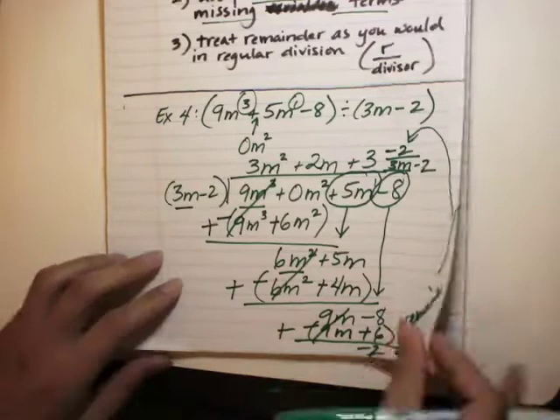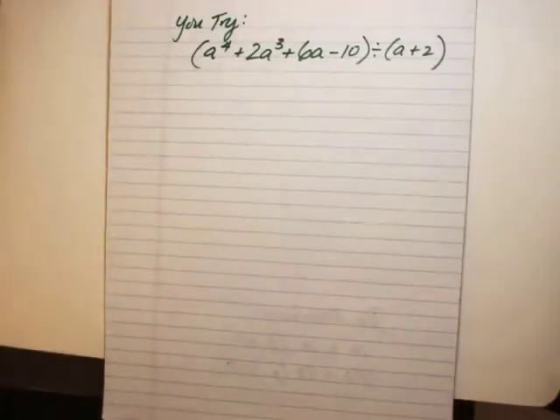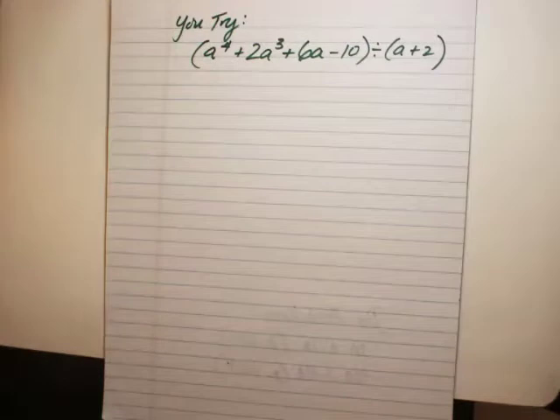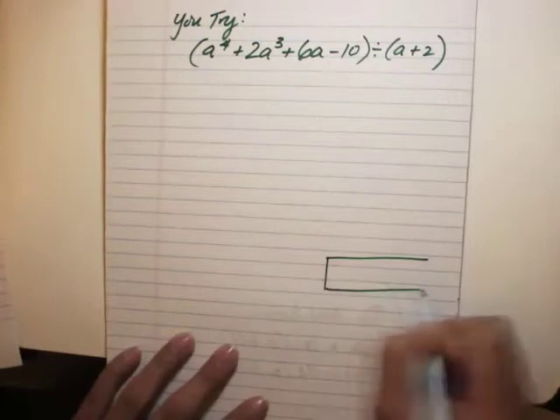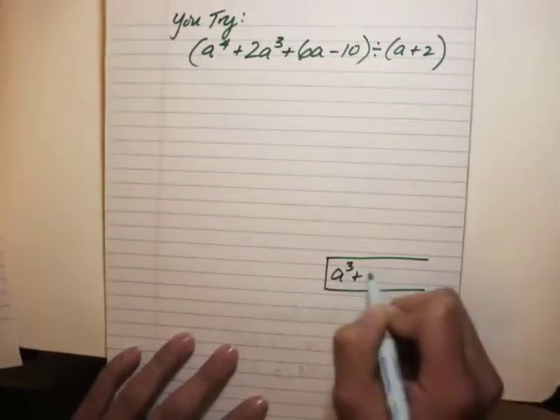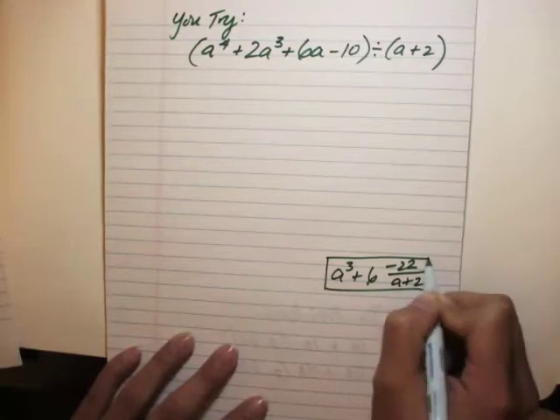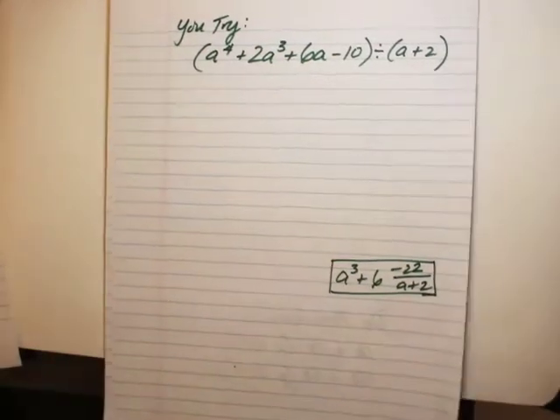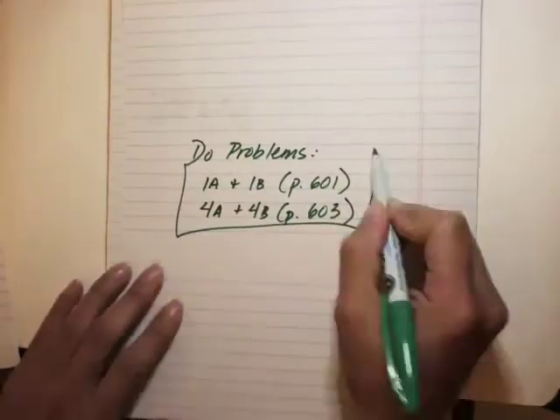Okay, why don't you try this problem here, setting it up. Remember, descending order, use placeholders, and treat your remainder as you would in regular division. Okay, if you do this correctly, your answer should be a to the third plus 6 minus 22 over a plus 2. If you have any questions, you can ask about that in class tomorrow. But your do problems, please do these 4 from your textbook. Okay.